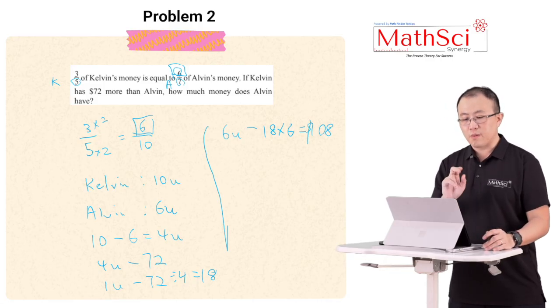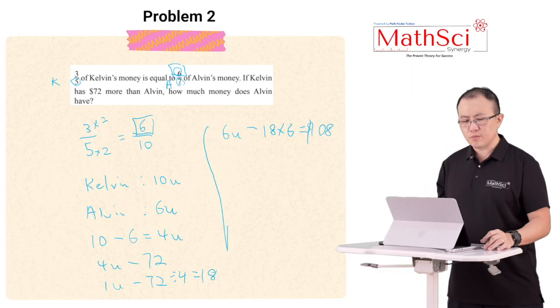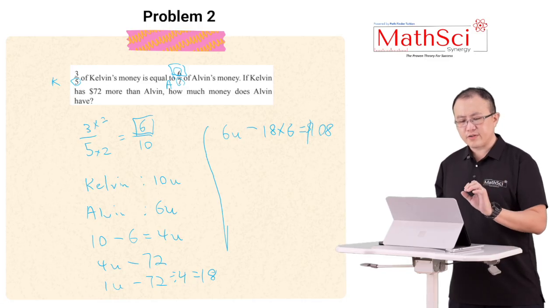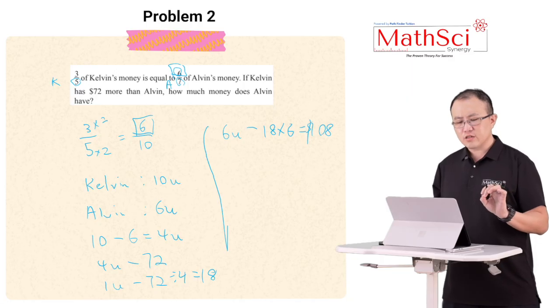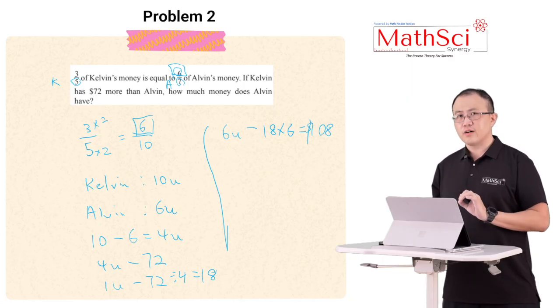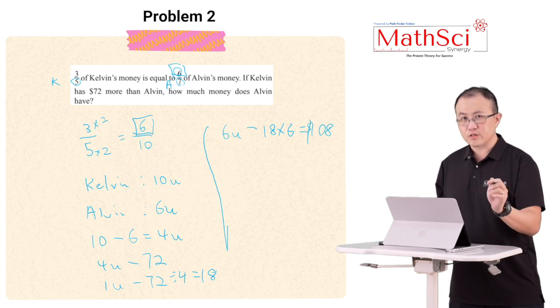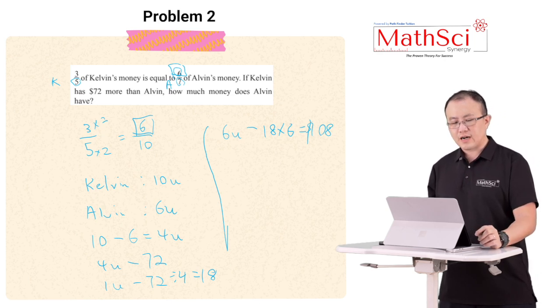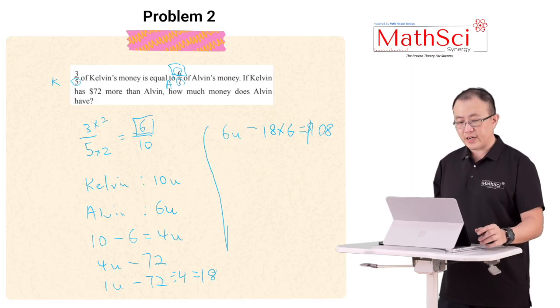Okay, so this is problem number 2. So take note that if the quantity is the same, the number of units should be the same. So 3/5 of Kelvin's money means 3 units out of the 5 units of Kelvin's money is equal to 6 units out of 7 units of Alvin's money. So if the quantity is supposed to be the same, then the unit should be the same. So we actually find the equivalent fraction for Kelvin, and then we will be able to find the answer from there.